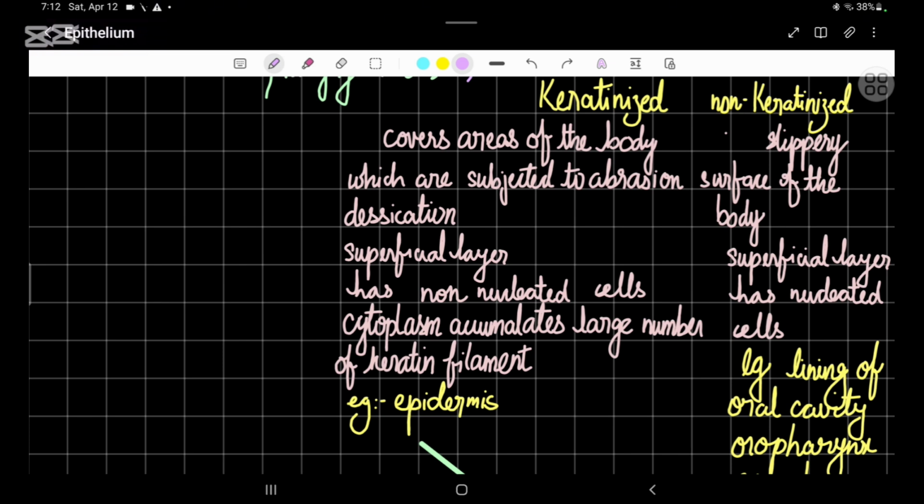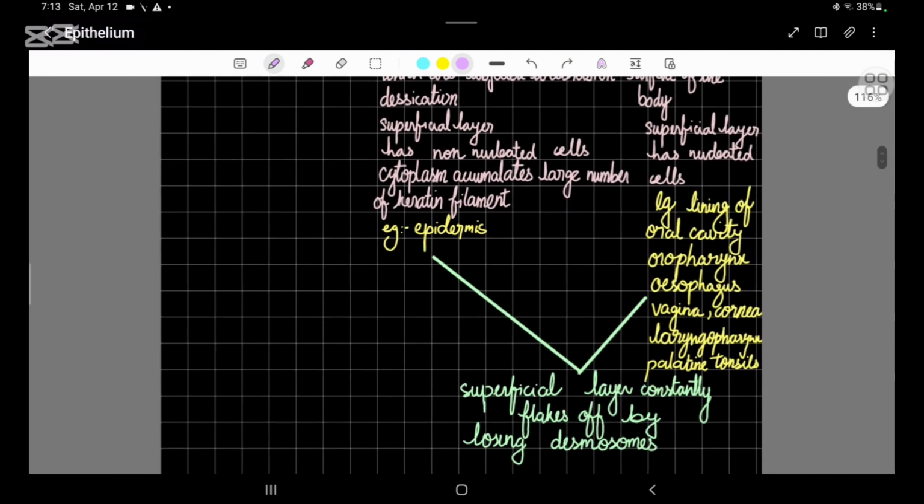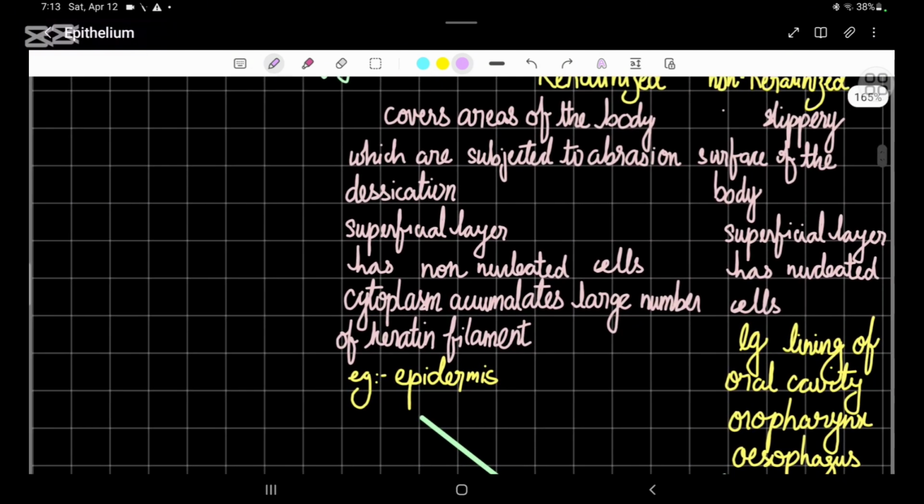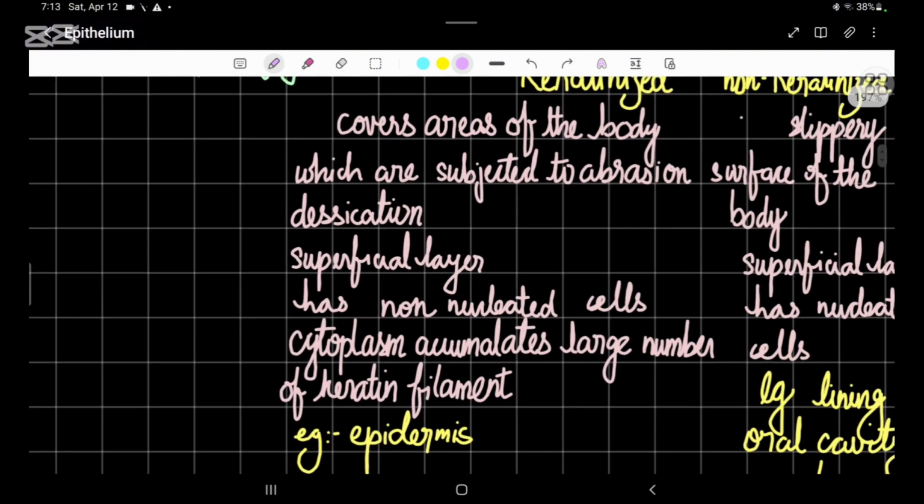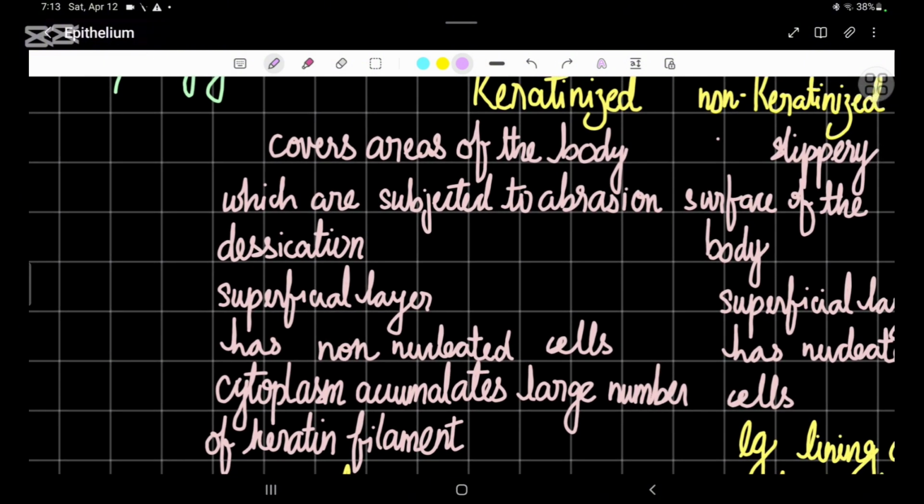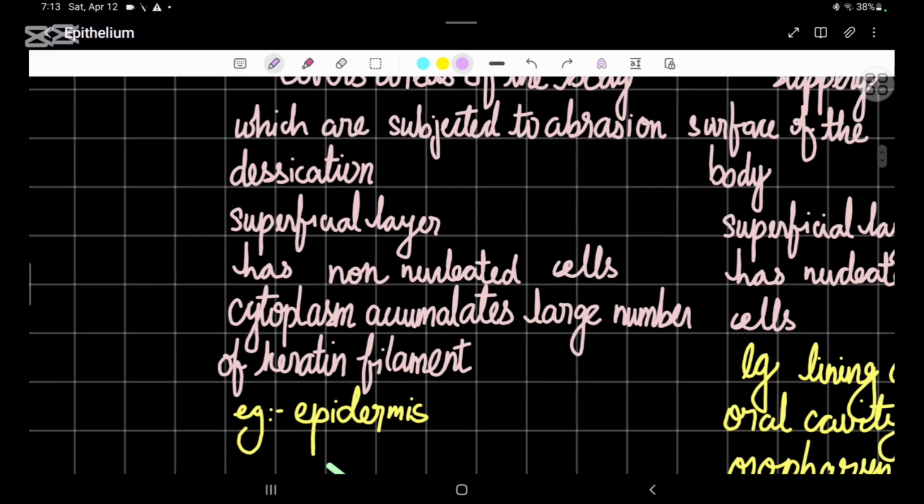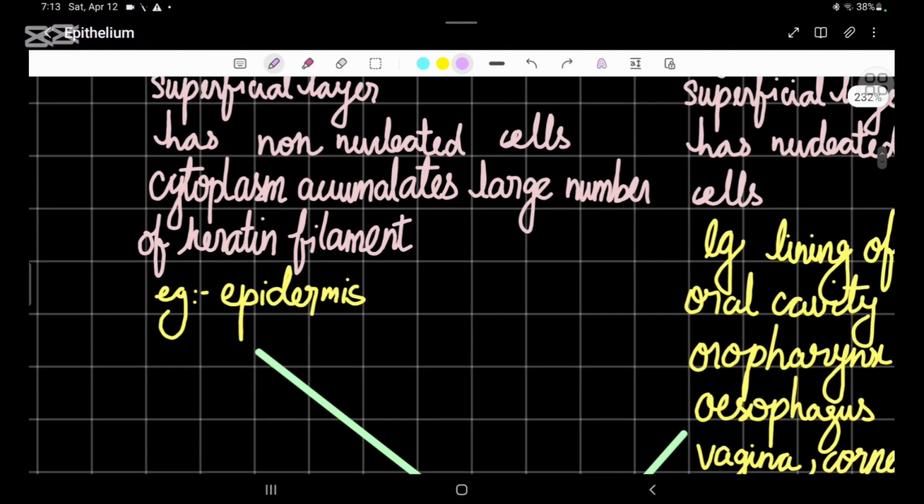What is the use of them? Actually, the dead cells are hydrophobic. They do not allow contact with water. So they protect the body from getting desiccated. Over here it's written, covers areas of the body which are subjected to abrasion and desiccation. The most likely organ that can get desiccated is the skin, so they are present in the epidermis.